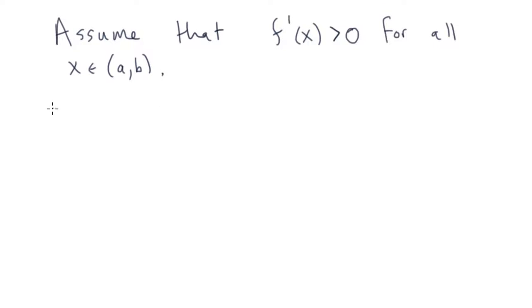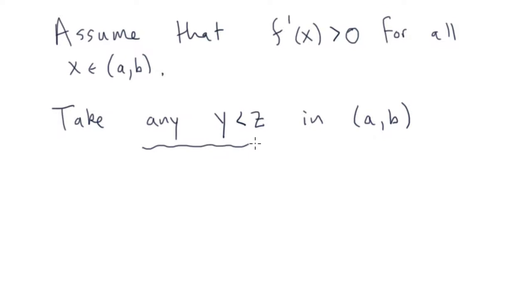So what we need to do is take any 2 numbers, y, which is less than z, in the interval a to b. And now what we're going to do is apply the mean value theorem. So now it's important to note that this is really any 2 numbers in this interval, a to b.